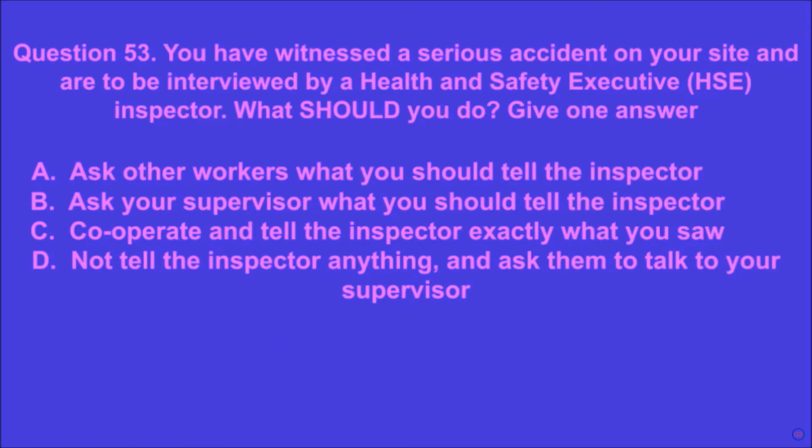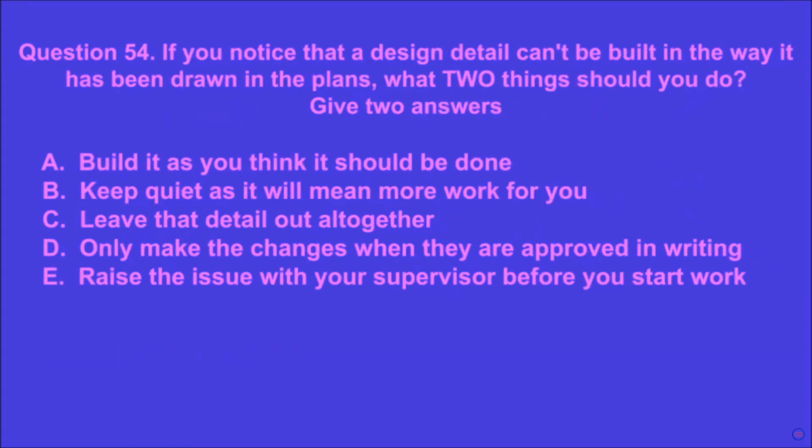Question 53. You have witnessed a serious accident on your site and are to be interviewed by a health and safety executive, HSE, inspector. What should you do? Give one answer. A. Ask other workers what you should tell the inspector. B. Ask your supervisor what you should tell the inspector. C. Cooperate and tell the inspector exactly what you saw. D. Not tell the inspector anything, and ask them to talk to your supervisor. Correct answer is C.